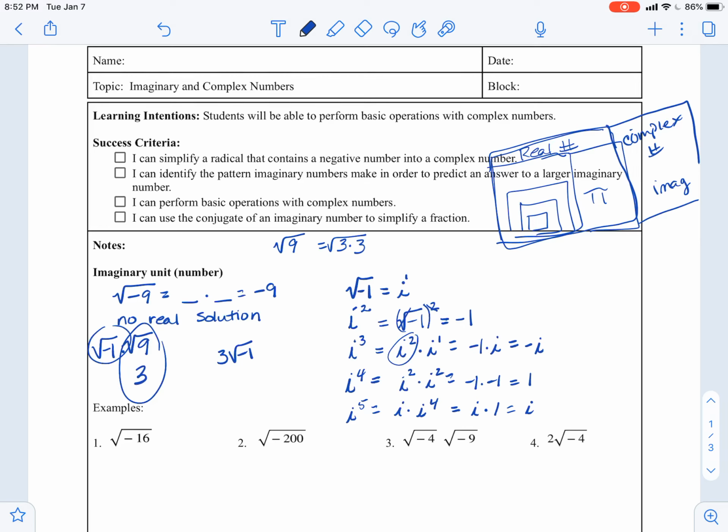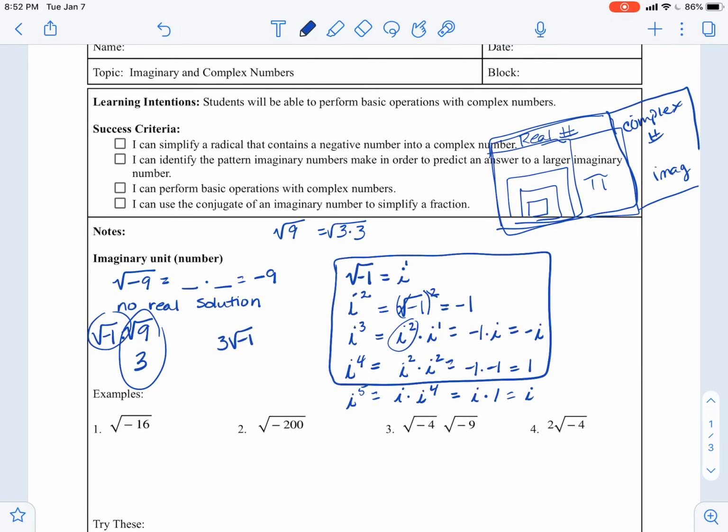And if you keep up this pattern, or go i to the sixth, i to the seventh, i to the eighth, and so forth, what you're going to see is that it becomes a repetitive pattern. And it repeats after every 4. Okay, so i to the sixth would be the same as i squared. i to the seventh would be the same as i cubed. i to the eighth would be the same as i to the fourth. And so we really only need to know the first four.